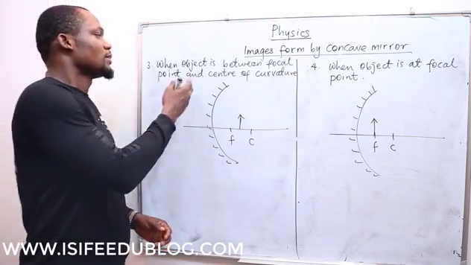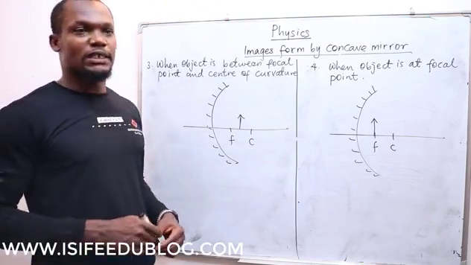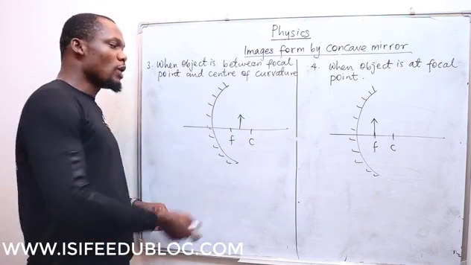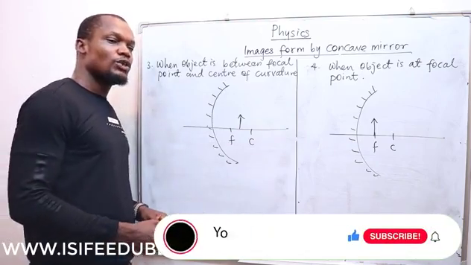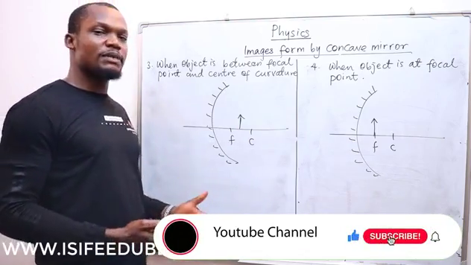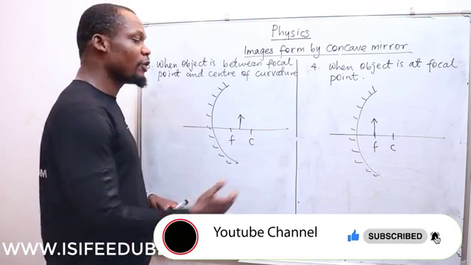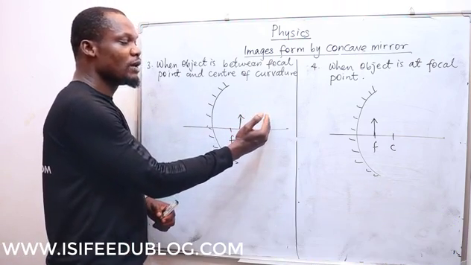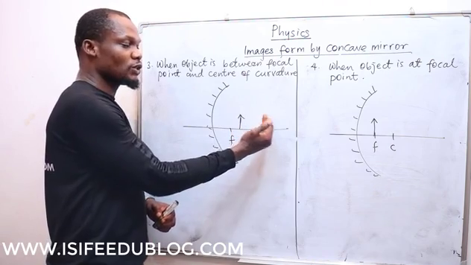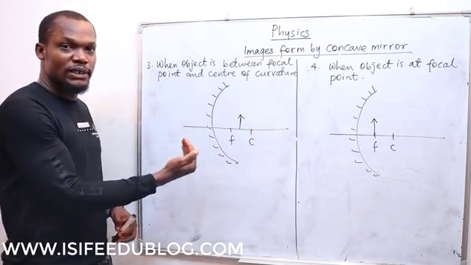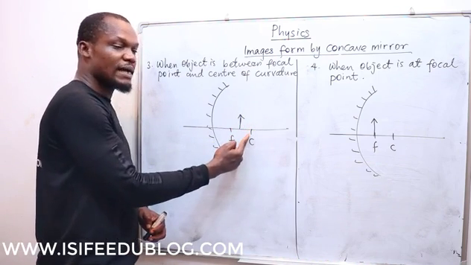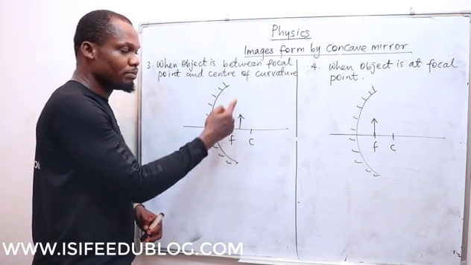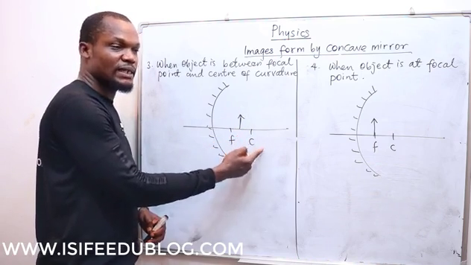Okay, the third type of image that is being formed by a concave mirror is when we place the object between the focal point and the center of curvature. If you look at all these objects, you can see that the object began from being beyond the center of curvature, and it is now coming closer to the mirror. The first one beyond center of curvature, the second one at the center of curvature, the third one between the focal point and the center of curvature.